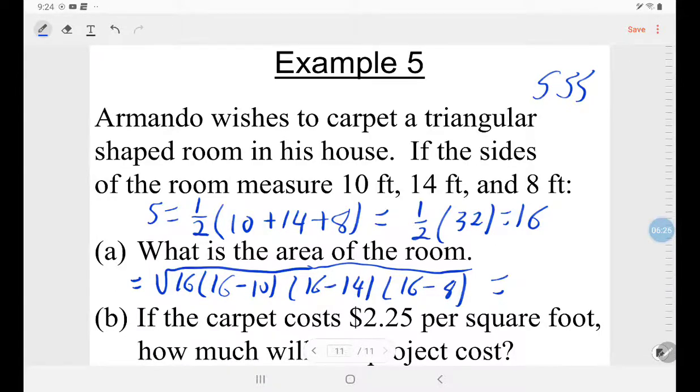So go ahead and write down, do your thing while I'm calculating here. So I'm going to go square root of 16, and then 16 minus 10 is times 6. 16 minus 14 is 2, and 16 minus 8 is 8. And I get an area of about 39.19 square feet.